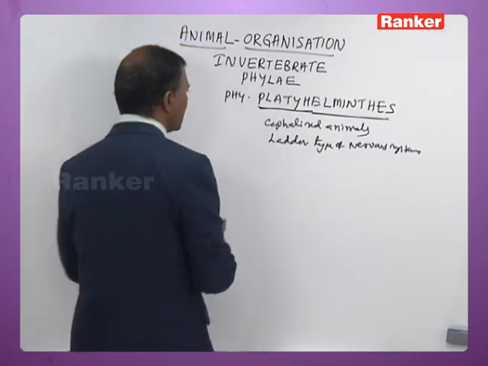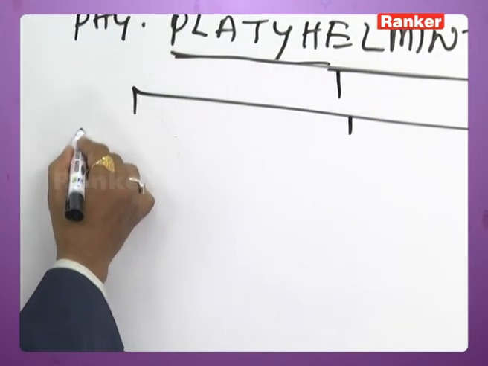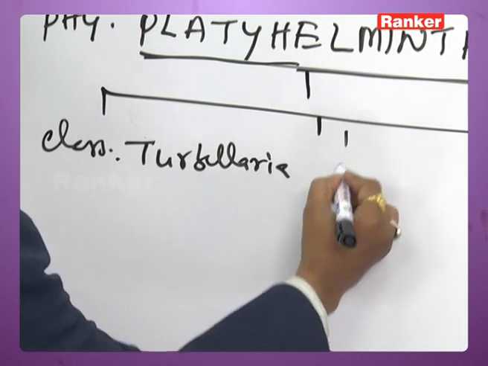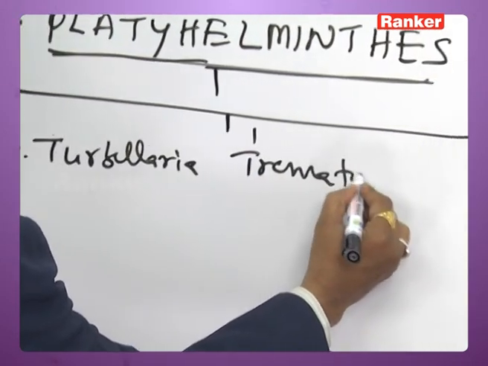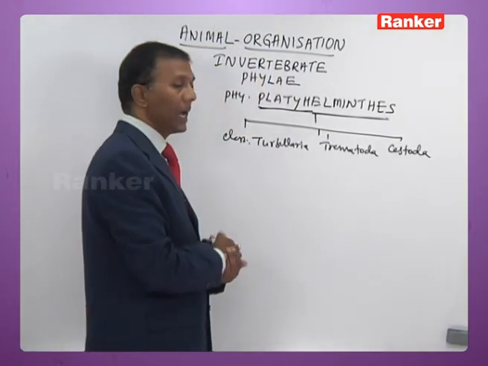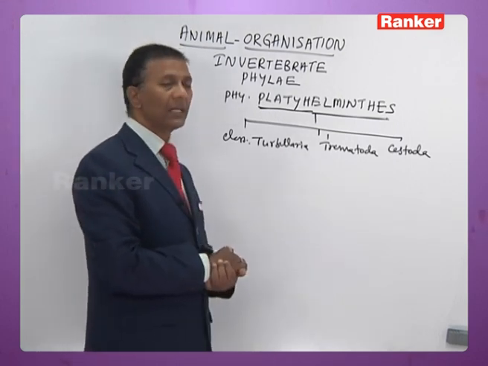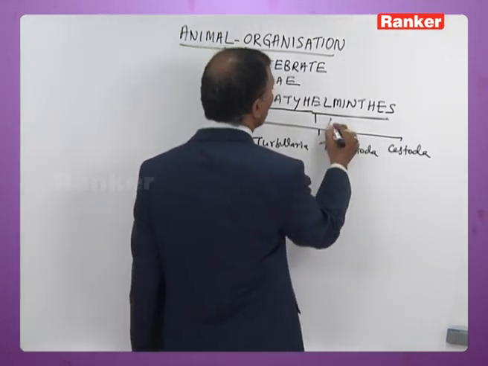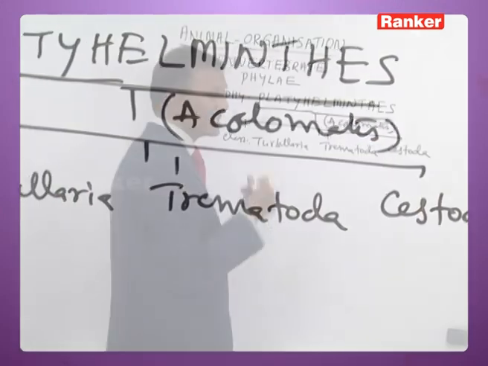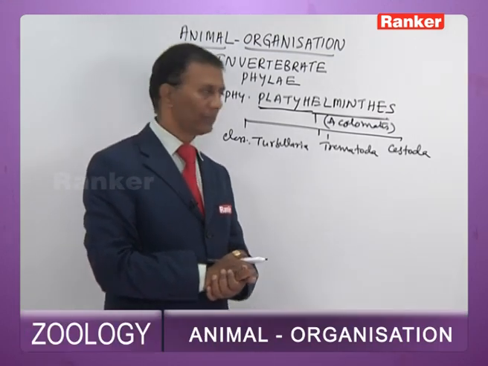Now the Platyhelminthes are divided into three classes: class Turbellaria, class Trematoda, class Cestoda. Turbellaria, Trematoda, Cestoda are the three classes of phylum Platyhelminthes. And Platyhelminthes are acoelomates. That is also the most important characteristic feature. They are acoelomates in which the body cavity is replaced by mesodermal tissue called parenchyma.